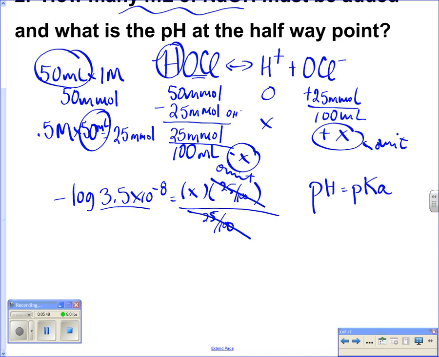And so when you work that through, if you minus log that value, you end up with 7.46. So the minus log of that is 7.46. So my pKa, 7.46, is equal to pH. So there we go. That makes sense also because I am working my way up. Okay? So not quite at the equivalence point.